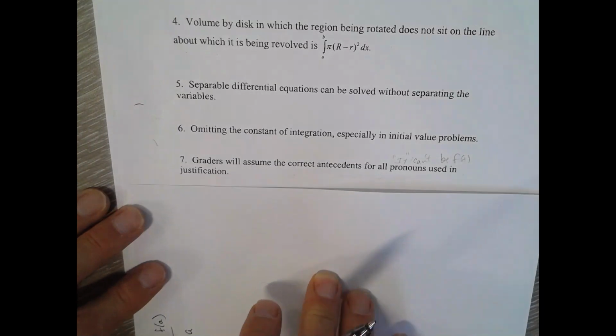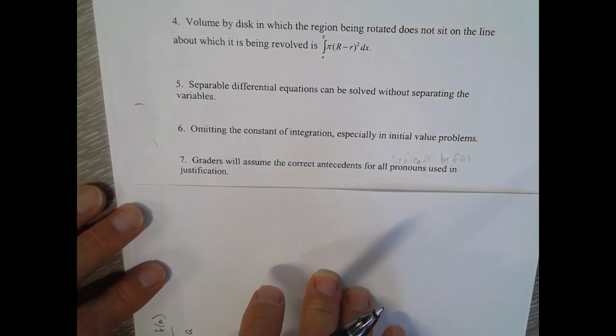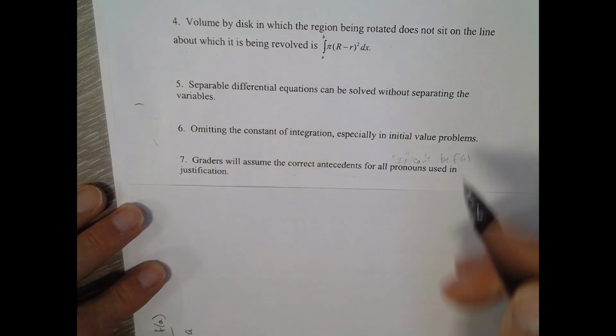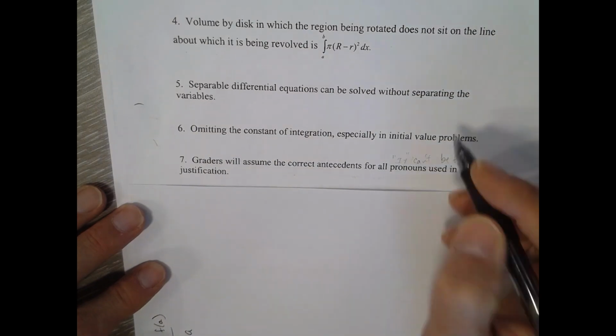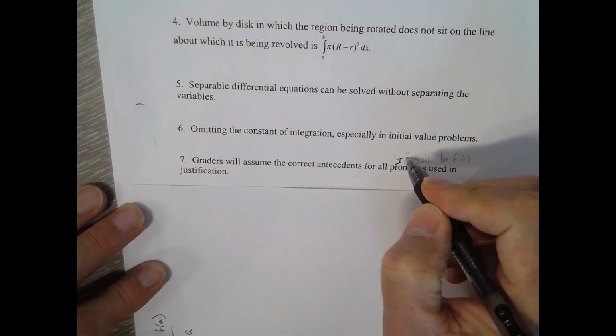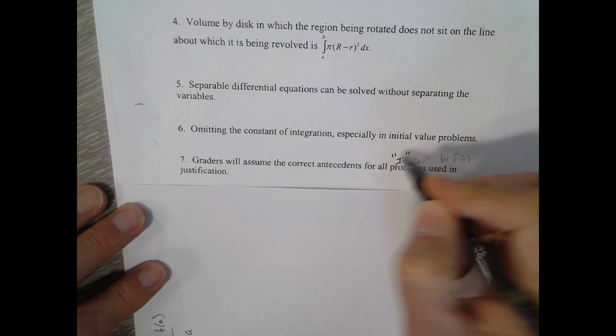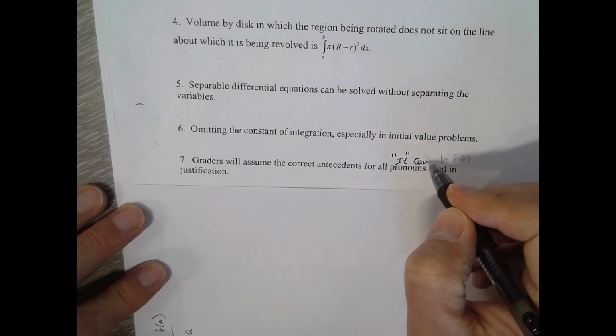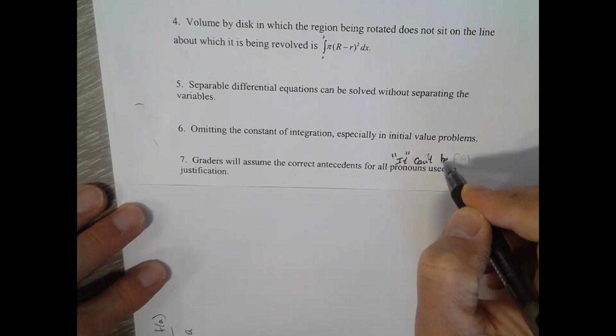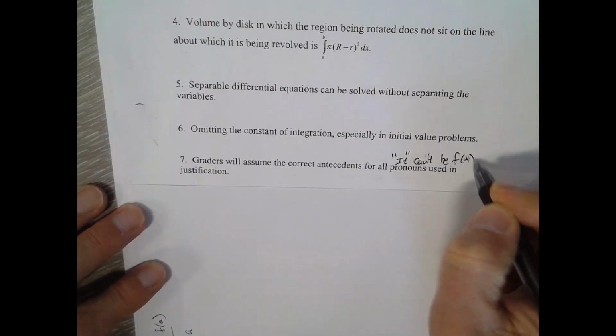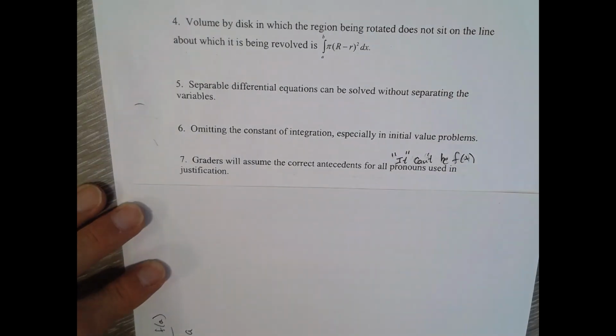Graders will not assume the correct antecedents for all pronouns used in justification. So "it" can't be used, I'll write that. If you're talking about it, don't say it, say f of x.